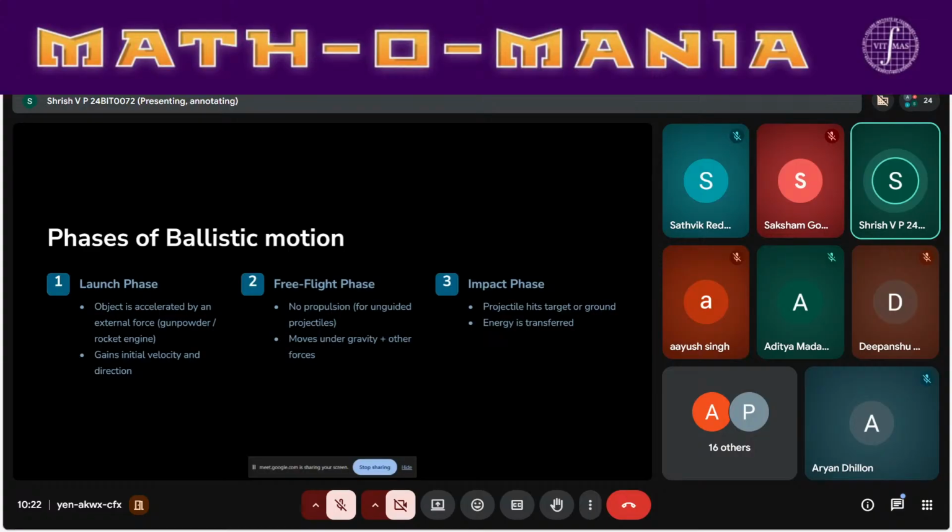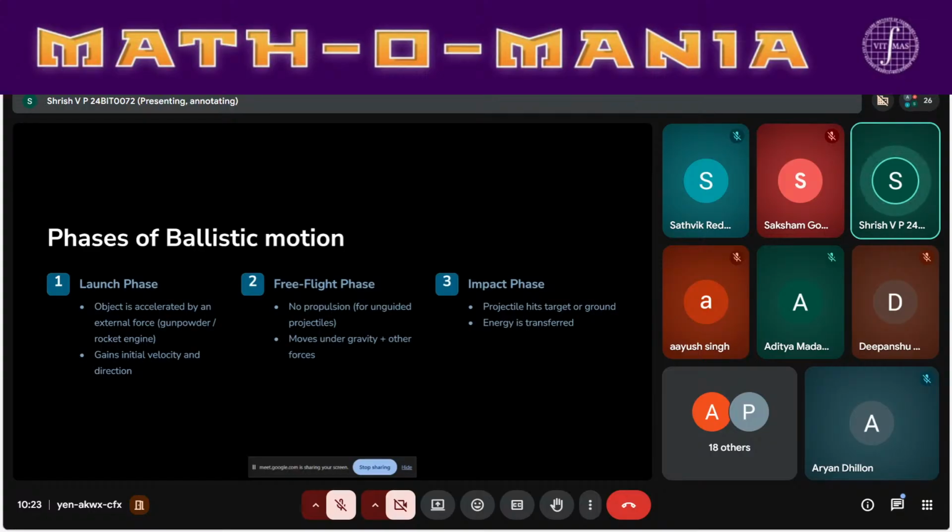A guided system is a system which has the ability to adjust its flight and its trajectory using advanced components like a GPS tracker, computer systems, and many other units which help them to do so.